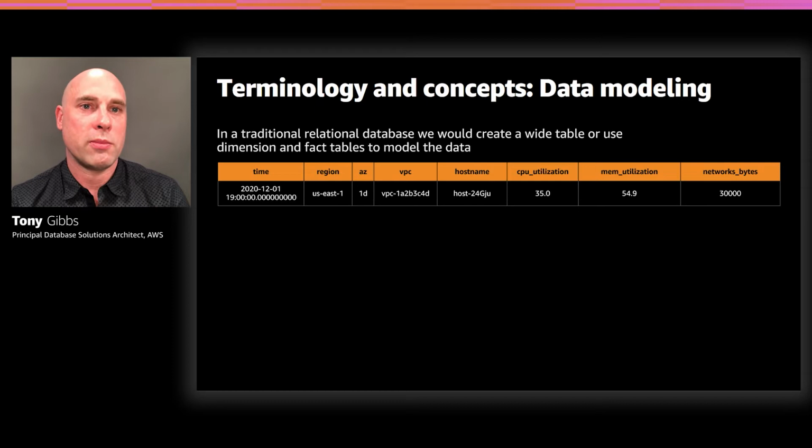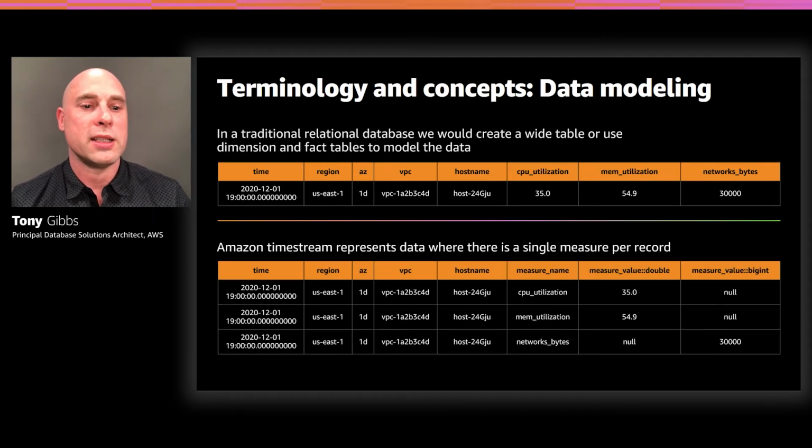In Timestream, the way that we unpivot and model this data would be something like this. You can see here we have the timestamp down on the left, and we have the measure name going down. So the data has been unpivoted from one format into the other. This bottom way is how we represent all data in Timestream. And what that really means is that there's a single measure for every record in Timestream.